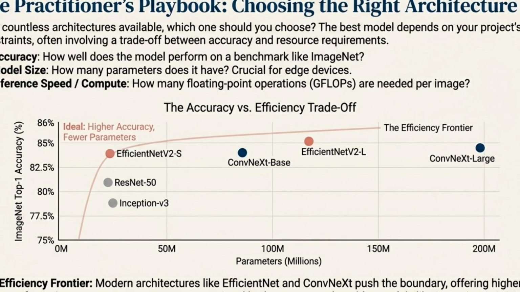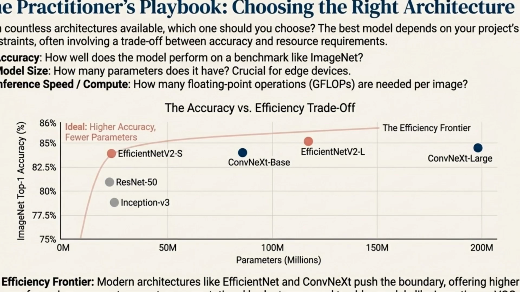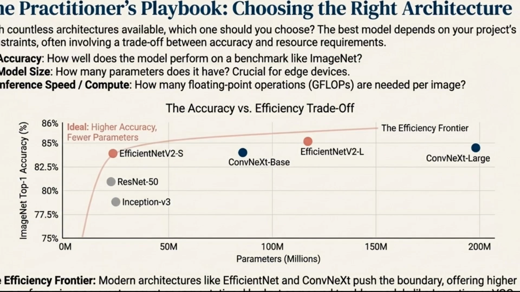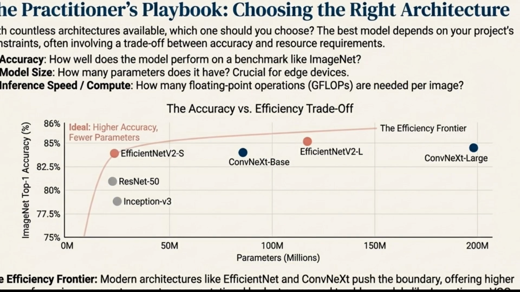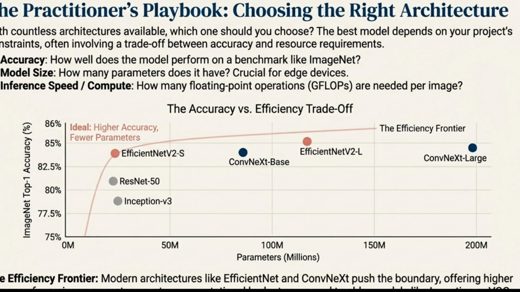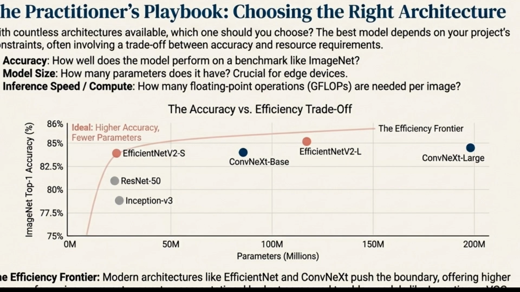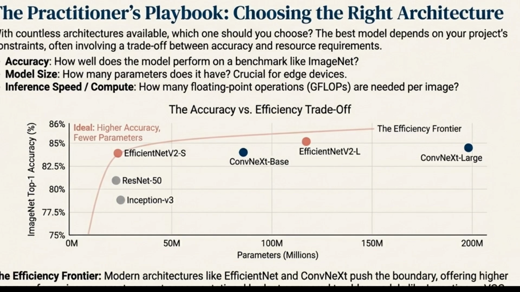First, accuracy. How well does the model perform on a standard benchmark like ImageNet? Second, model size. How many parameters does it have? This is crucial for deployment on edge devices like mobile phones or embedded systems where memory is limited. Third, inference speed or compute. How many floating point operations, or GFLOPs, are required per image?